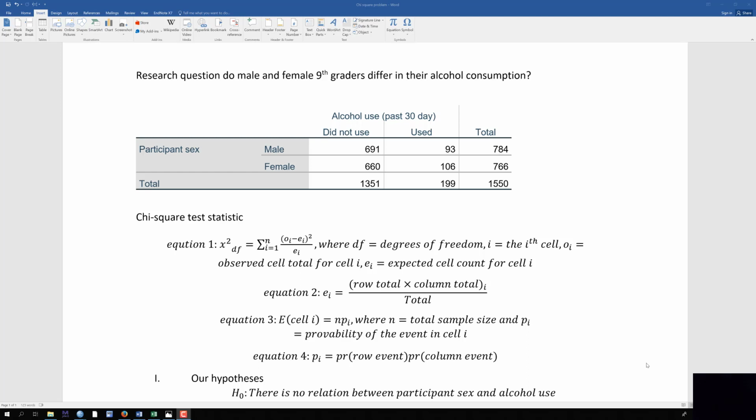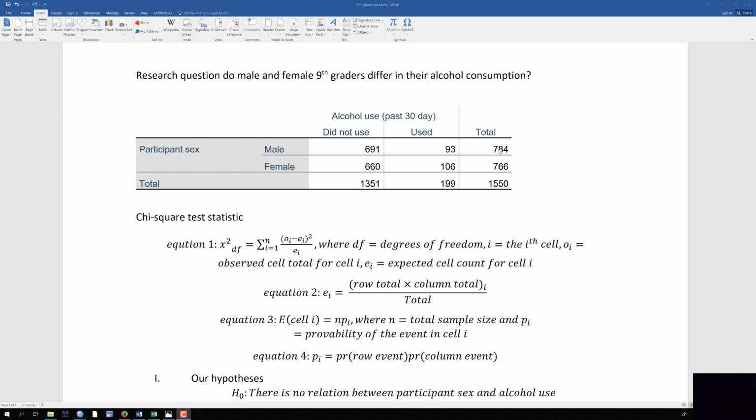So in this case, this is a sample of male and female ninth graders in a high school. So you have your data here. You'll notice that there's 4 different cells. This is a typical cross-tabulation table. The margins include all of the totals.